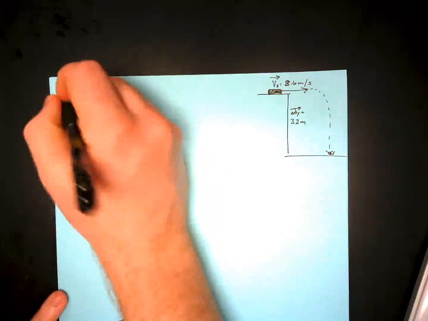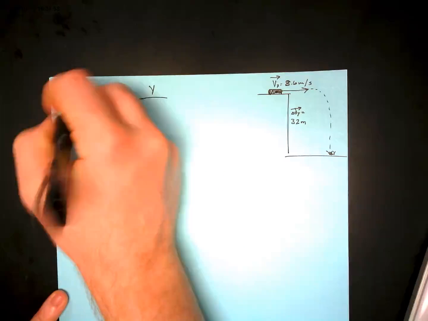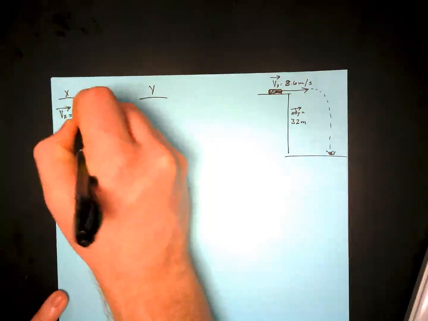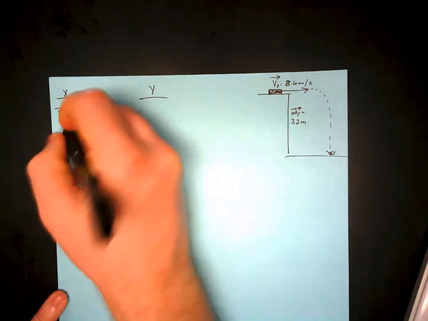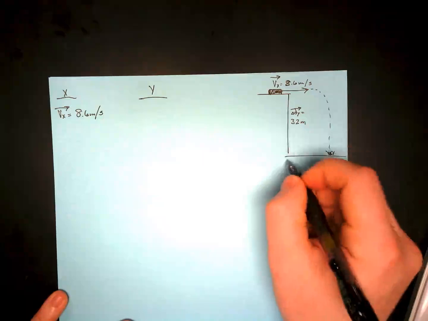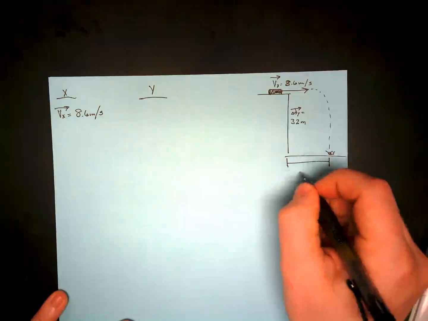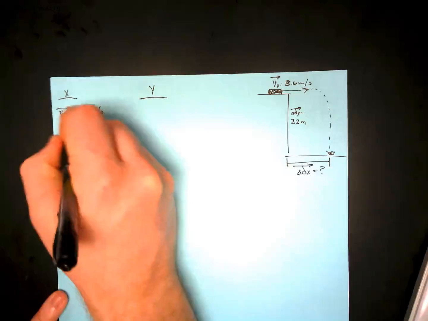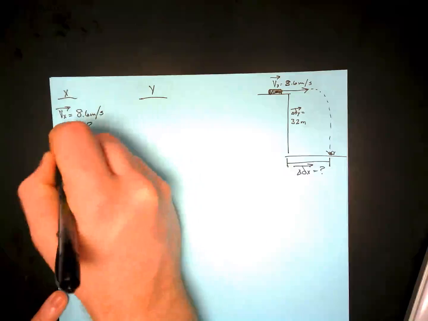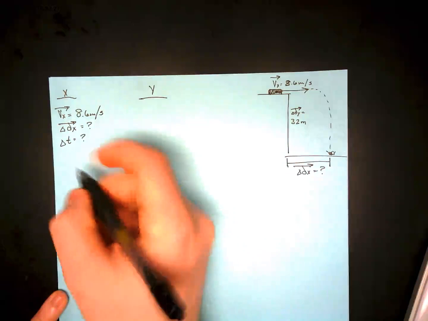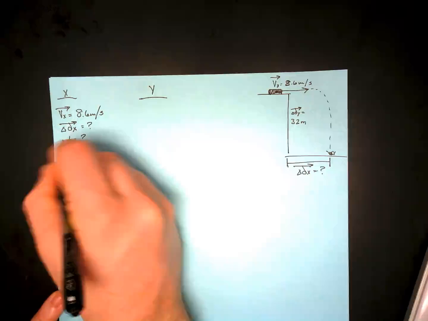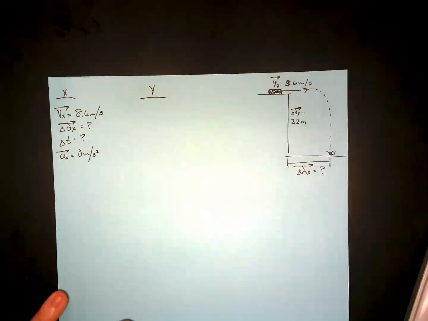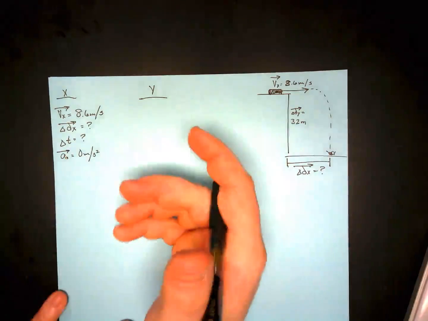So let's just do what we did again. We're going to separate between x and y components. Over here for x, we have our horizontal velocity, which is 8.6 meters per second. We're trying to solve from this point to this point. That's going to be our x, our horizontal displacement, and we don't know what that is. We need time, and we don't know what time is. We know that horizontal acceleration is 0, and that's pretty much it.